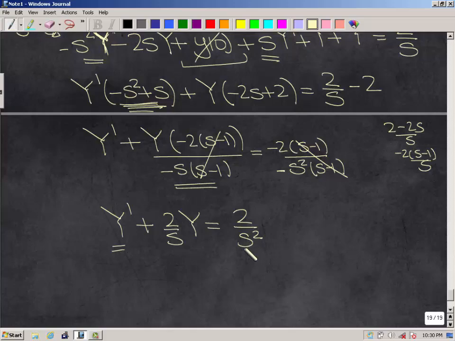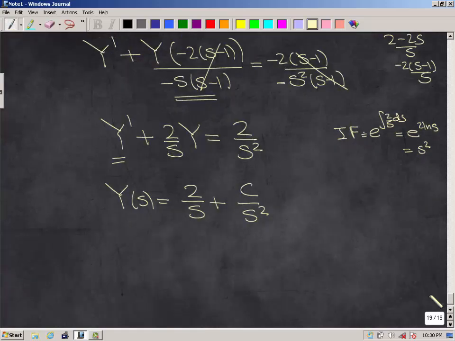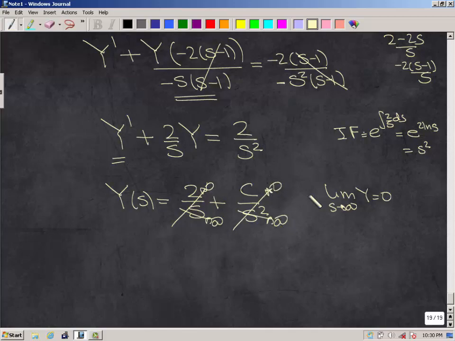This time I'm not going to go through it, but if you wanted to find the integrating factor, it would be e to the integral of 2 over s ds, which will give you e to the 2 ln of s, which would give you s squared, which would be my integrating factor. And you can go through all the steps to do that. So if you did that, you'd end up with big Y of s is equal to 2 over s plus c over s squared. Now let's take a look at what I told you earlier. What did I tell you? We want the limit as s goes to infinity of big Y to be 0. Well, this will go to 0, this will go to 0. So it is going to 0.